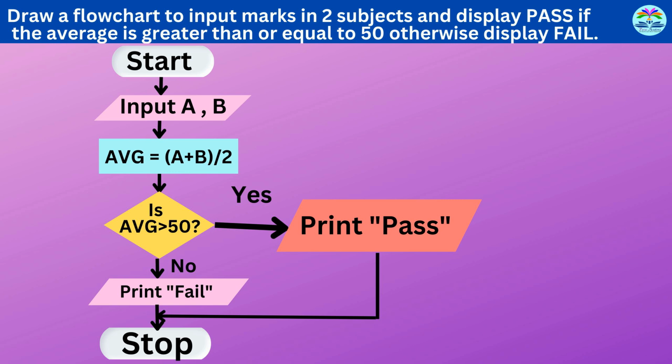After that, we use a diamond shape. Inside the diamond shape, we ask: is average greater than or equal to 50? If the answer is yes, then within a parallelogram we print pass and we go out of the program. If the condition is not yes, then it's false, that means the no part, and by using a parallelogram we print fail, and then we go to the end point of the program by using an oval, and within the oval we write down stop or end.